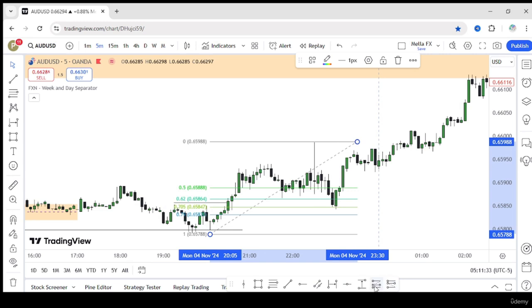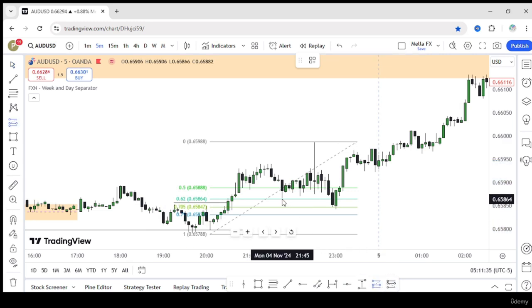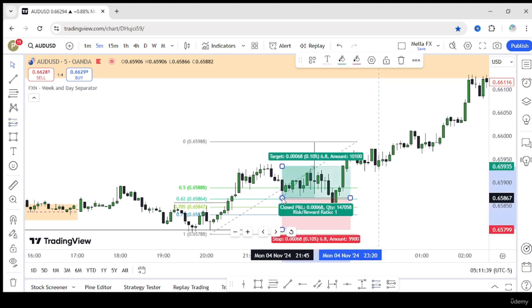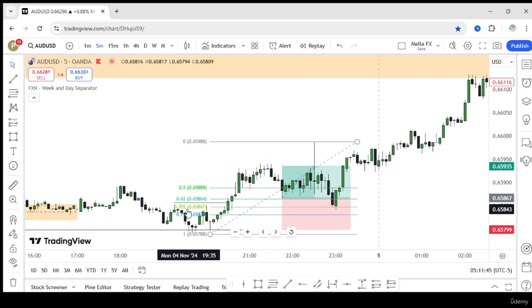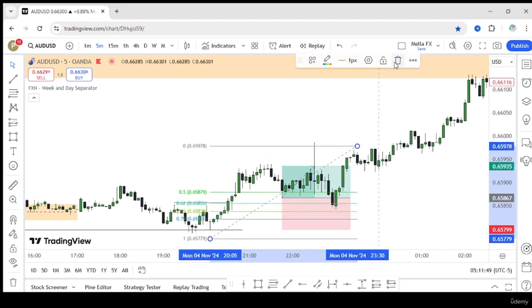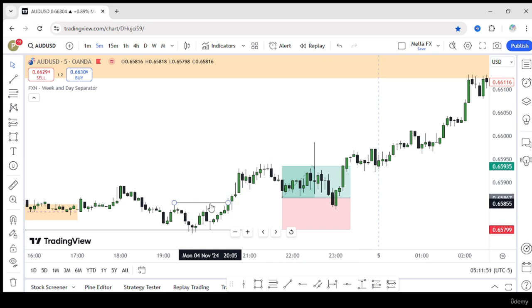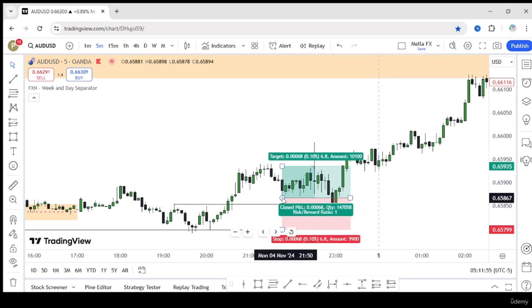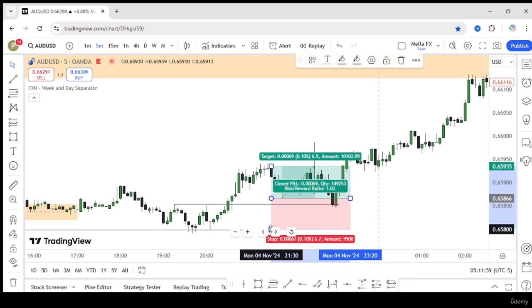So I'll just use the long position. Suppose we enter below this liquidity because we do not have any fair value gap, but also we can see, I think we hit the breaker. Let me remove that. So for the first trader who used these stops as his entry and placed the stop there.